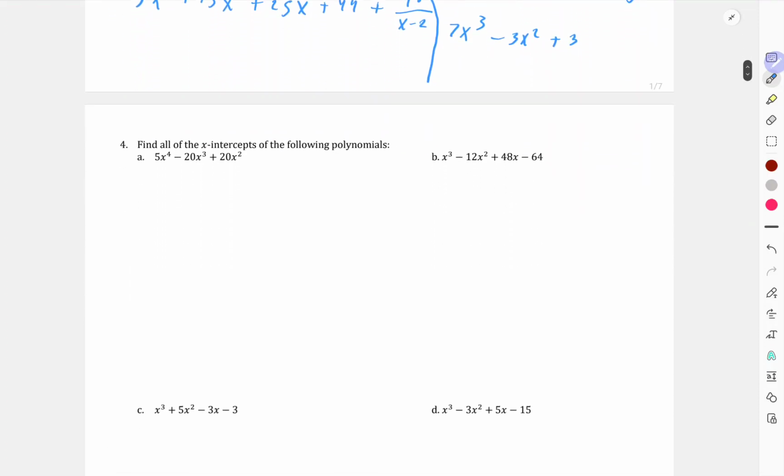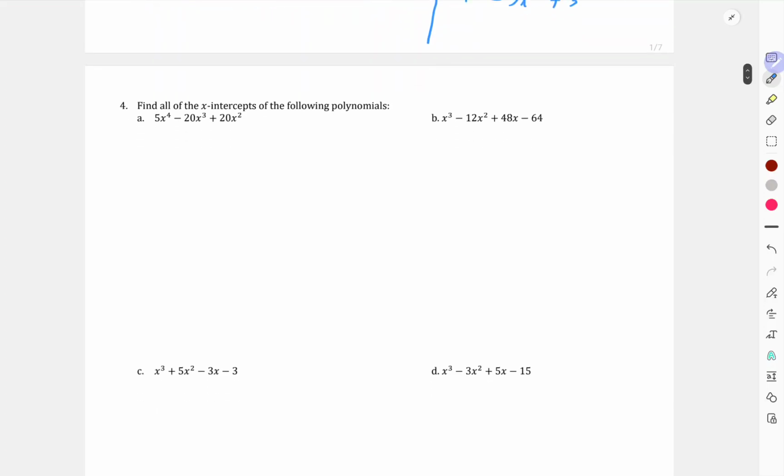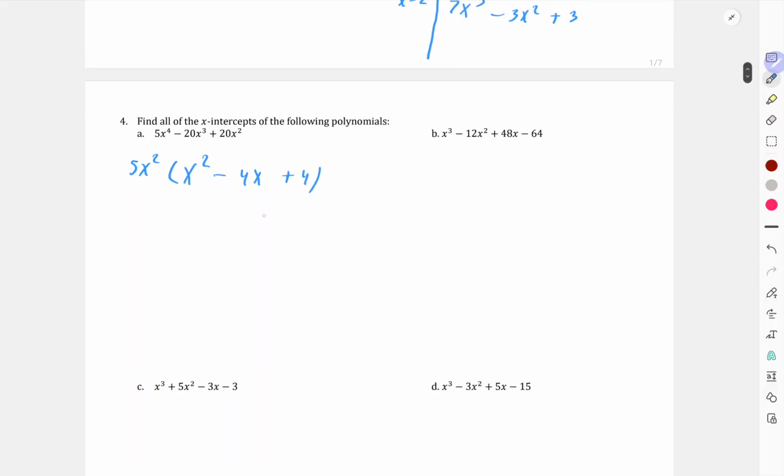Now, list all the x-intercepts of the following polynomials. Now, what we need to do essentially here is, we can actually factor this out first. So 5x to the power of 2, and then we got x to the power of 2 minus 4x plus 4. There we go. We got all of this factored out. We found our first x-intercept, which is this thing. That thing is equal to 0. It is an x-intercept, but it's just equal to 0. The x-intercept is going to be 0.